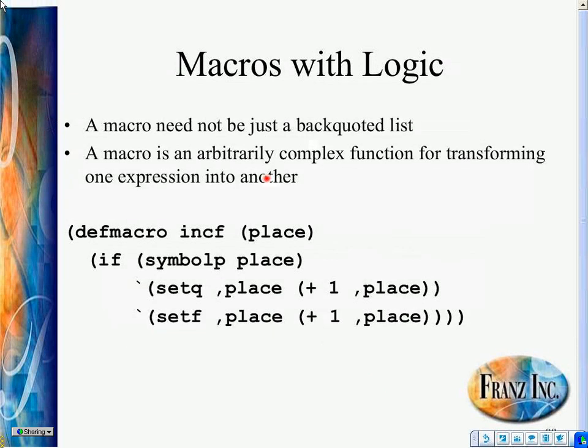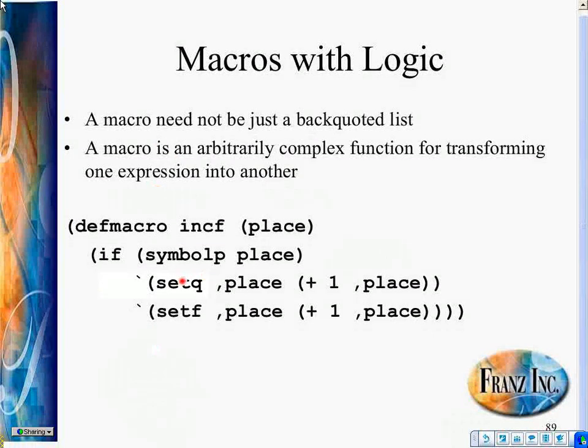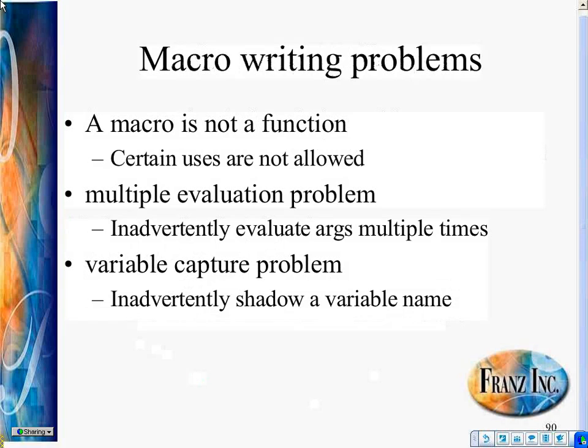You can put, this is just making the point that a macro is not just a back-quoted list. You can put logic in it, which will, if place is a symbol, then you use this back-quoted list. Otherwise, you use this back-quoted list. So all the examples before here have just been, most of the macro body has just been a back-quoted list, but you can put lots more logic in it if you want.